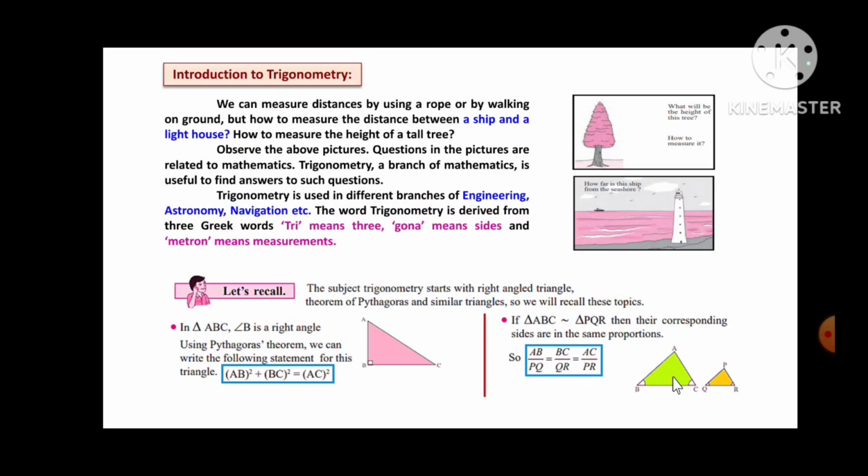Here two triangles are shown, one in green and another in yellow color. In these two triangles, if triangle ABC and triangle PQR are similar, then their corresponding sides are in the same proportion. So it can be written as AB upon PQ is equal to BC upon QR is equal to AC upon PR. These are important for the study of trigonometry.